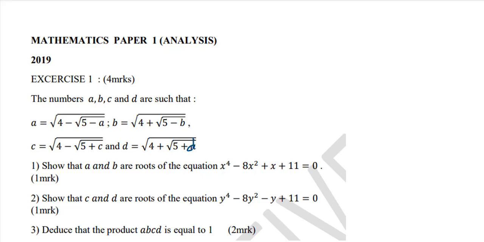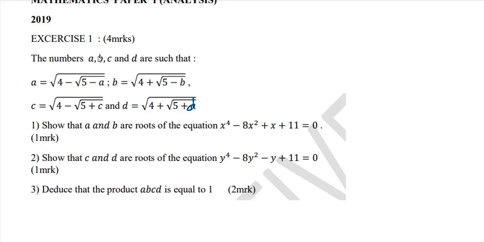Now they're asking us to show that A and B are roots of the equation x to the 4 minus 8x squared plus x plus 8 is equal to 0. Show that C and D are roots of the equation y to the 4th power minus 8y squared minus y plus 11 is equal to 0. And lastly, deduce that the product A, B, C, D is equal to 1. Okay, so let's start with the video.